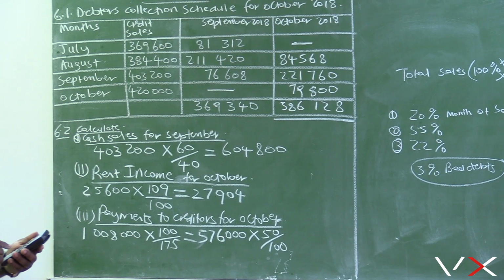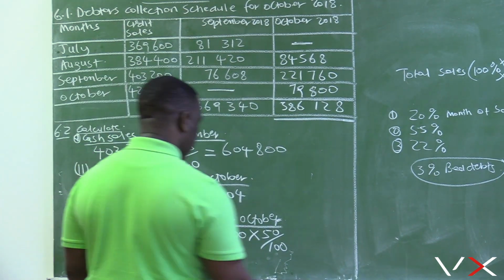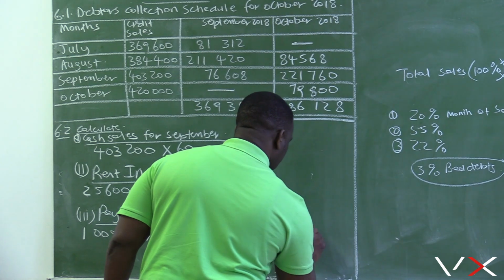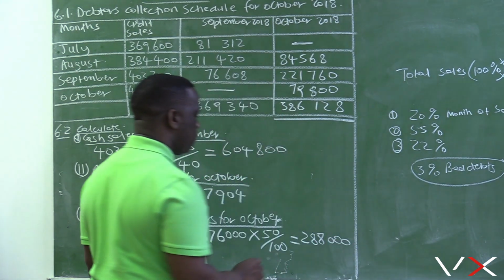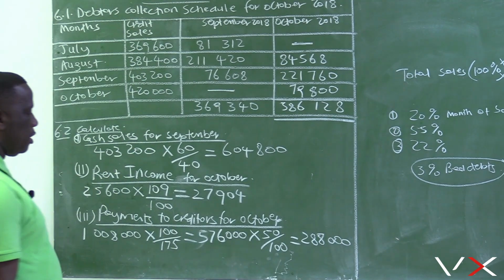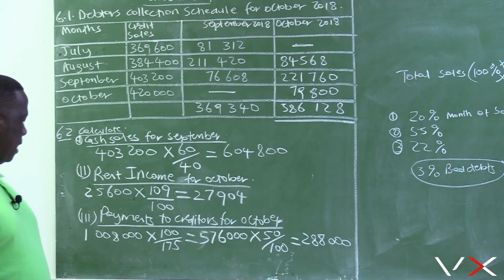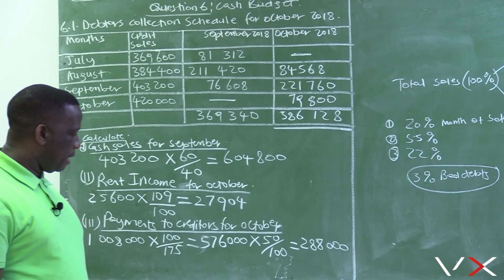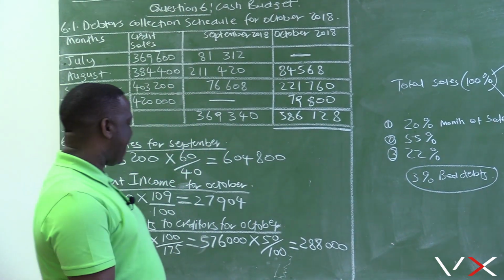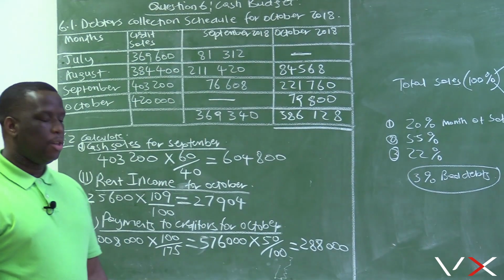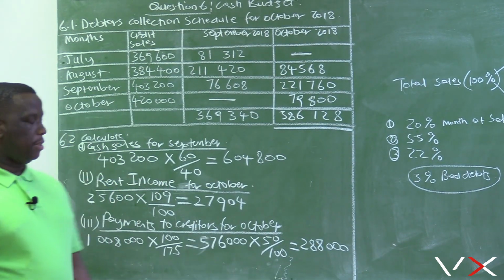576,000 multiplied by 50% equals 288,000. So our credit purchases for September will be 288,000.